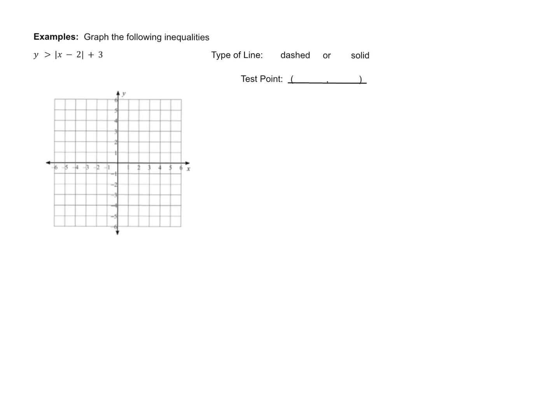For the first example, we're going to look at the inequality y is greater than the absolute value of the quantity of x minus 2, plus 3. Starting off, I'm going to identify my vertex. Inside the absolute value symbol, I see x minus 2, which means the x value of my vertex is 2. And at the end, my k value is 3.